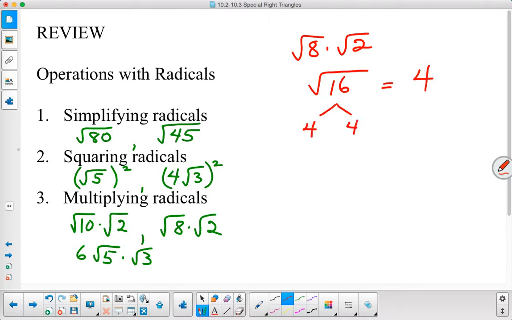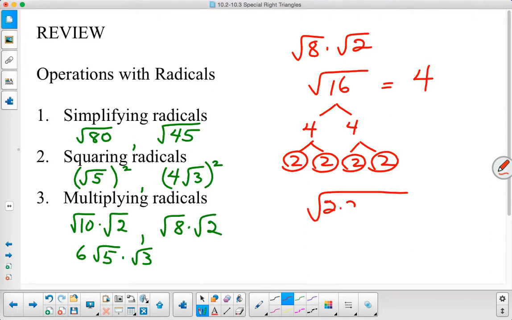4 times 4, 2 times 2, 2 times 2, you've got four 2's. Pair, another pair, so you will get the 4, but it just takes you a little bit longer.